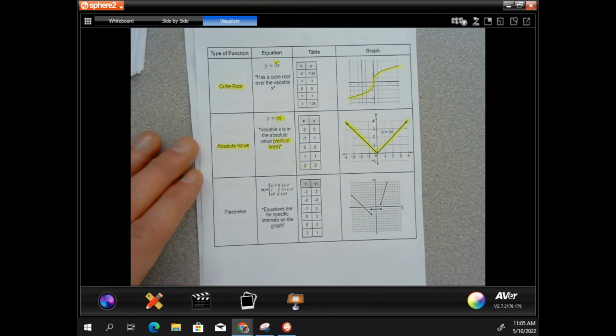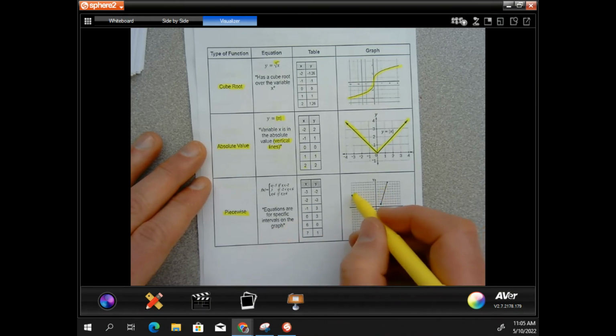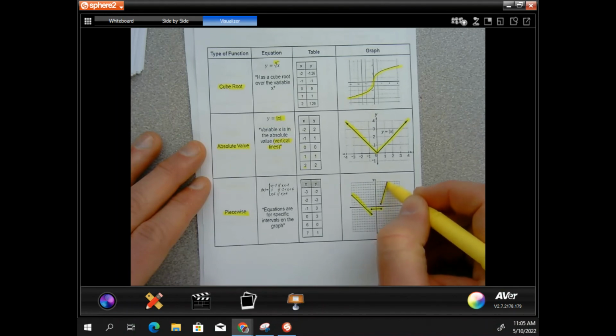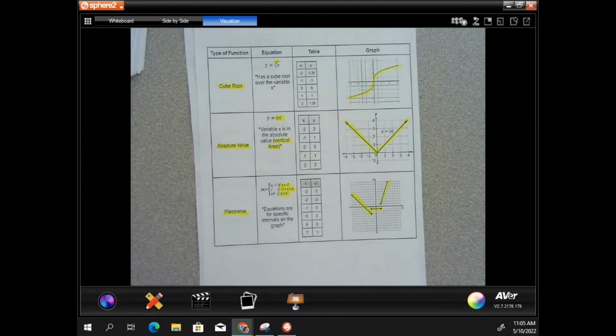And then our last type of function is piecewise. The equations are for specific intervals on the graph, so you'll see here there are specific intervals on the graph. You might notice that we have inequalities in our equations, and so this would be piecewise. So these are your notes for Target 2 in Unit 8.